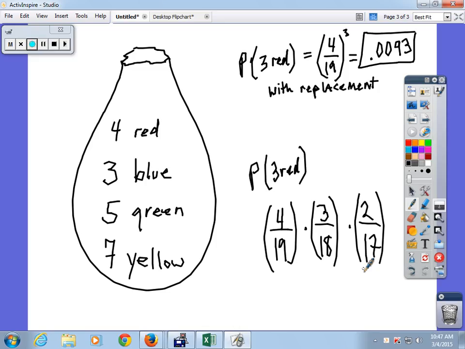Now, multiply those out and see what you get. Now, they'll give me 4 digits. I would use parentheses if you got a TI. Parentheses 4 over 19, close parentheses, times parentheses 3 over 18, close parentheses, times parentheses 2 over 17. I'm showing you 2 different ways. I'm not going to ask you both ways. I'm going to ask you one way.